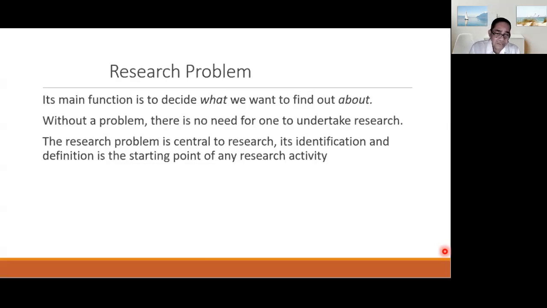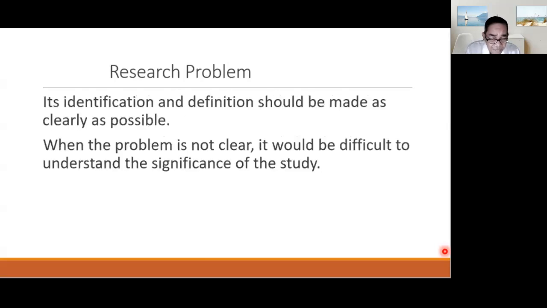Now, the main function of the research problem is really to decide what we want to find out about. Because without a problem, there is really no need for one to undertake research. The research problem is central to research, so its identification and its definition is the starting point of any research activity. You need to identify and define the problem.